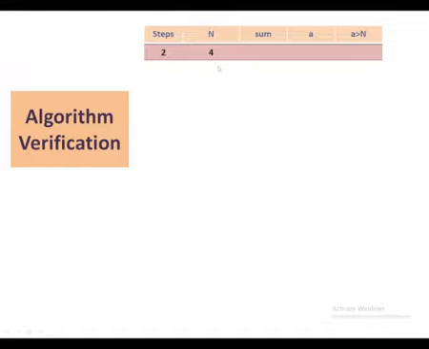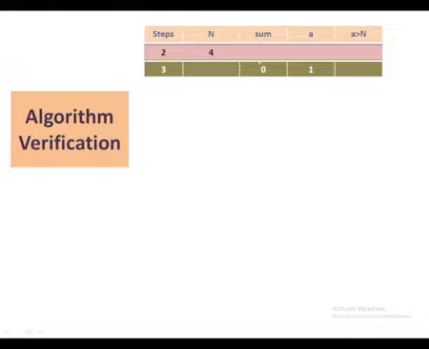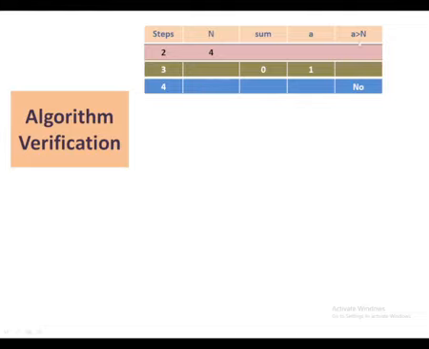So, that is n is equal to 4. Then according to your third step, you are initializing sum is equal to 0 and a is equal to 1. Then in the fourth step, you are checking whether a is greater than n. What is a? Value is 1 and n is 4. A is not greater than n. So, it is no.